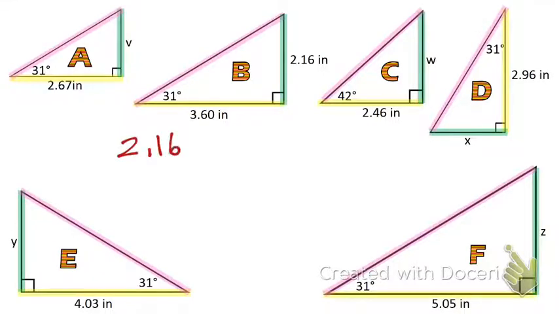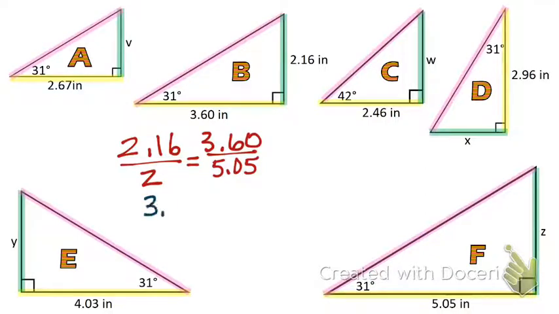2.16 in the smaller triangle corresponds to Z in the bigger triangle, and 3.60 in the smaller triangle corresponds to 5.05 in the bigger triangle. So once we have that proportion set up, we're going to find the cross product. So Z times 3.60 is 3.60Z, and 2.16 times 5.05 is 10.908.